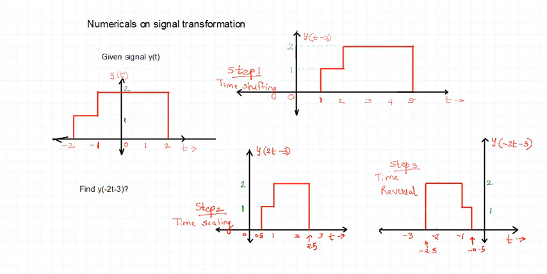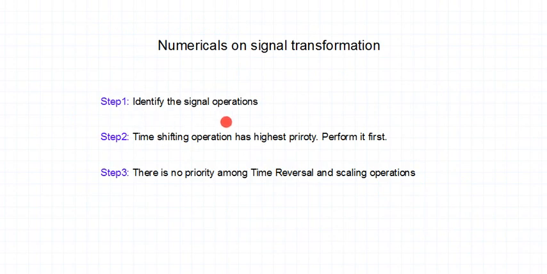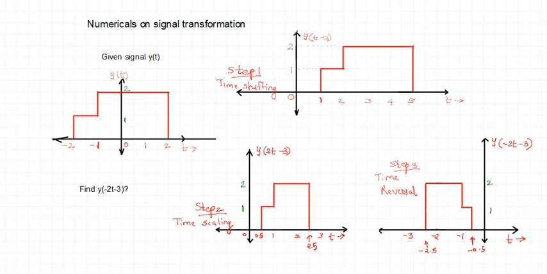What did the steps say? Identify the signal operations. So let us first identify what operations are present in this signal. There is t - 3, so t - 3 indicates shifting. There is 2t involved here, so 2t indicates scaling. And the moment there is a minus sign associated with t, it indicates reversal. This is how you identify the operations.